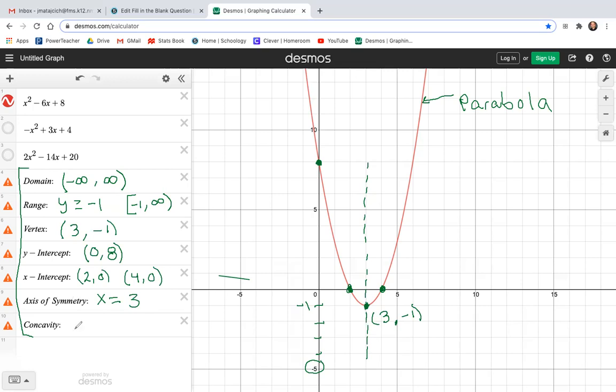And then concavity, that is just asking you which direction your parabola is pointing. If you start at the vertex, is your function going up or down? That's really it. So the concavity for this is concave up.